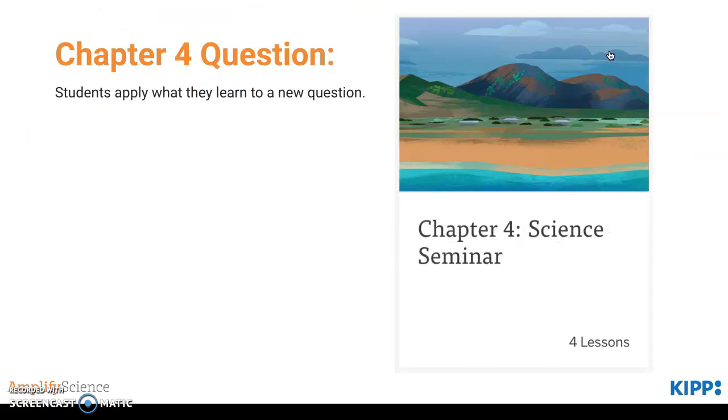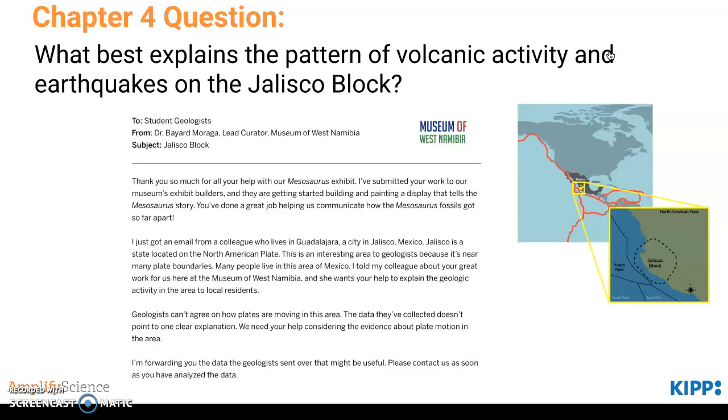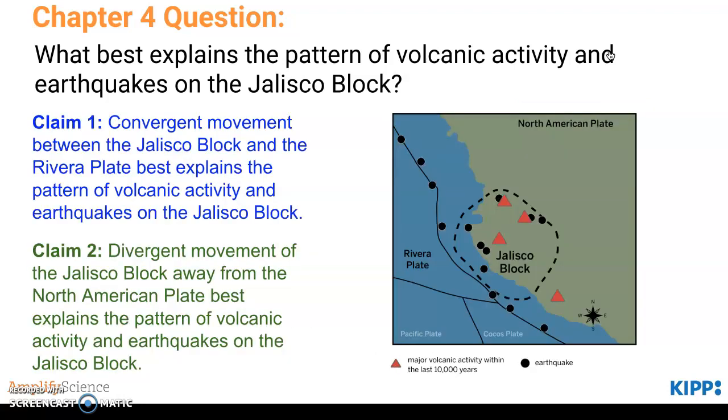Chapter 4 is where students apply what they have learned to a new question, which is what best explains the pattern of volcanic activity and earthquakes on the Jalisco Block. Students are introduced to this new question through a message. They learn about this area in Mexico called the Jalisco Block and how it is experiencing a lot of volcanic and earthquake activity, and how it is also very close to many different types of plates and plate boundaries.